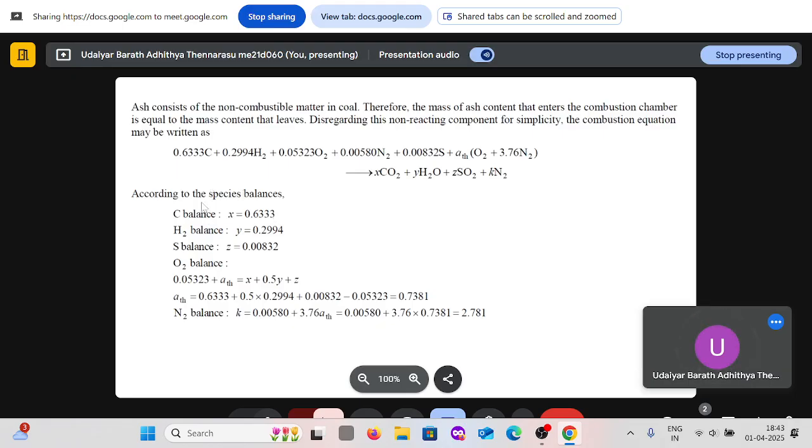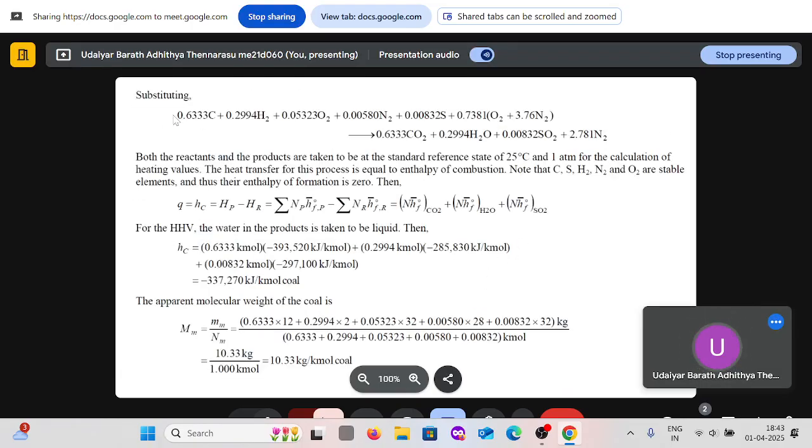Next we'll do a species balance for each of the species to find out the unknowns. First, starting with carbon, X is 0.633. Then we'll do a hydrogen balance, which will give Y as 0.2994. Then sulfur balance, Z as 0.00832. Next, doing an oxygen balance, we'll get A as 0.7381. Then the nitrogen balance will give you 2.781.